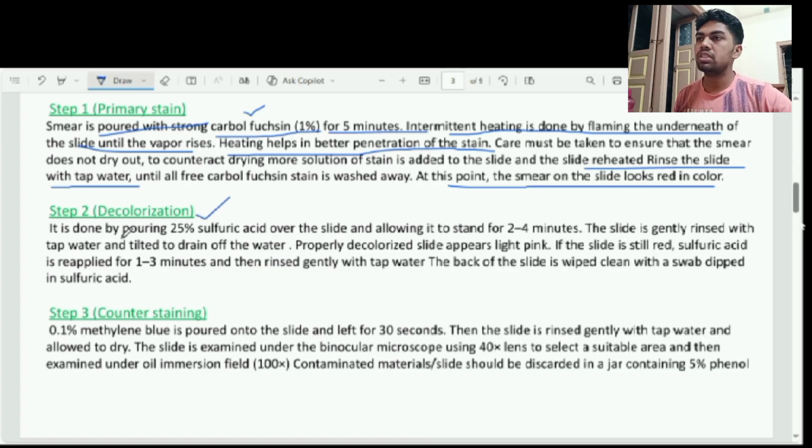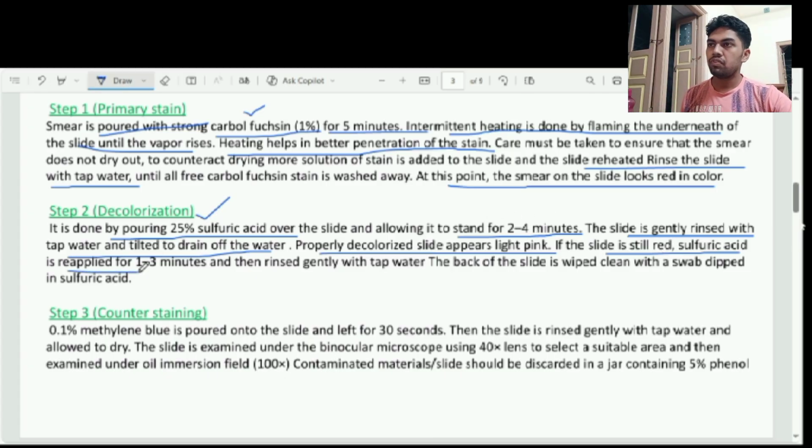Then comes decolorization, using 25% sulfuric acid. It is done by pouring 25% sulfuric acid over the slide and allowing it to stand for 2 to 4 minutes. Then the slide is gently rinsed with tap water and tilted to drain out extra water. A properly decolorized slide will appear pink in color. If the slide is still red after that, we have to keep sulfuric acid for another 1 to 3 minutes, and again wash it under the tap water.